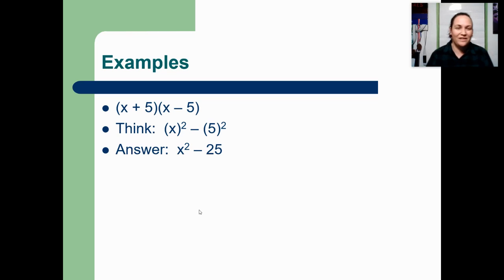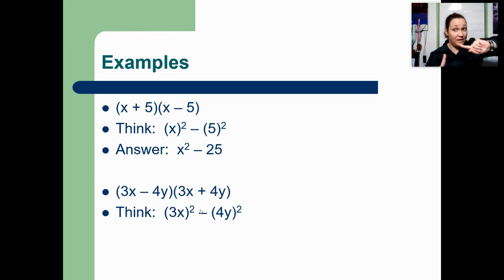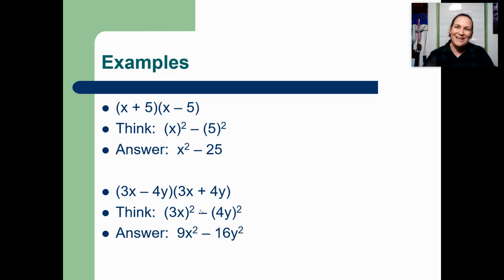Let's try one more together. Okay. So a little bit more complicated, a couple more numbers and more variables. In my head, I'm going to be thinking, okay, 3x, and I have to square it. You want to square the 3 and the x. You want to square both of them. And I also need to square my 4y. So let's see. 3 squared is 9, and then I need an x squared. And then 4 squared is 16, and then I need a y squared. And then we stick a minus in the middle. And that's it.